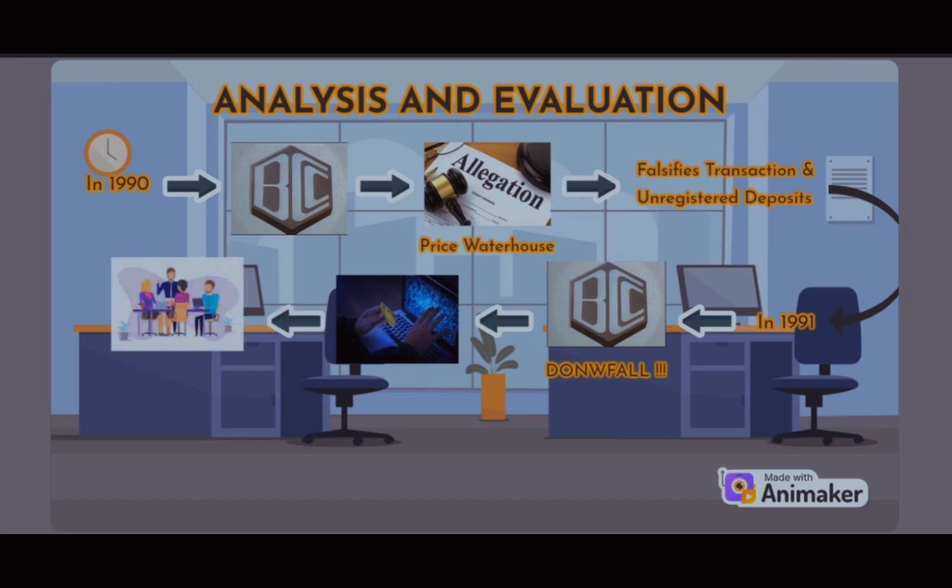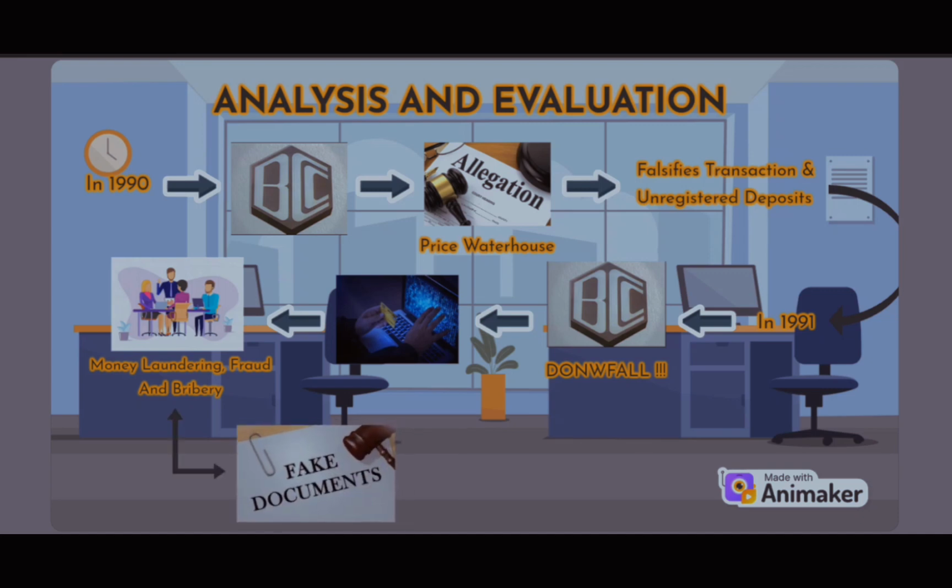The bank's executives and employees engaged in a range of illegal activities, including money laundering, fraud, and bribery. The bank's leaders also sought to avoid scrutiny from regulators by engaging in a cover-up of their activities, including creating false documents and bribing government officials.